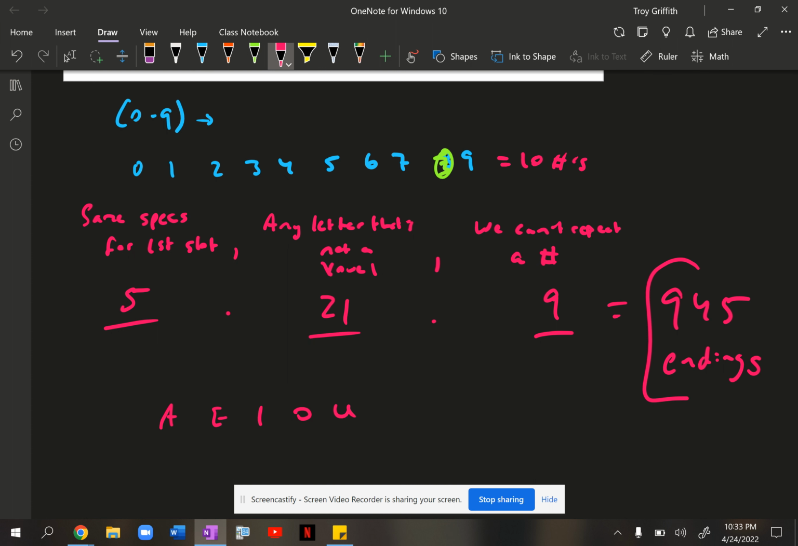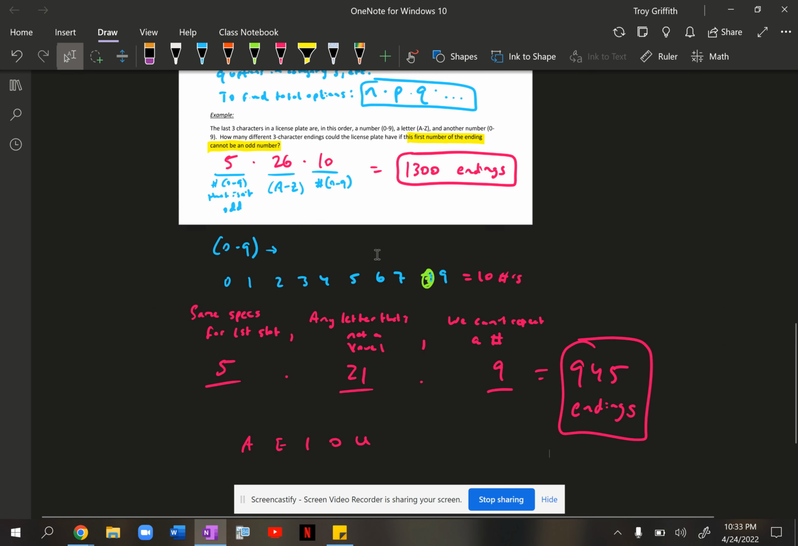Okay, so we can change these problems by changing some of the specifications. This is part of the critical reading of the problem. You got to figure out how many options each slot has. But once you do that, the rest of it's easy. You just multiply them all together. All right, that concludes these guided notes here.